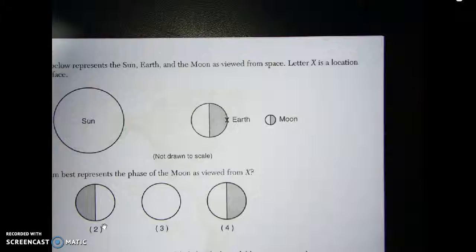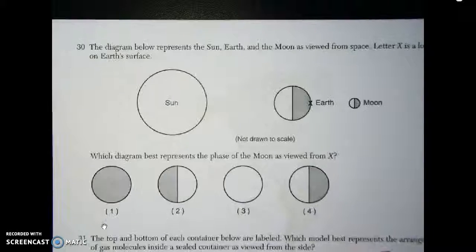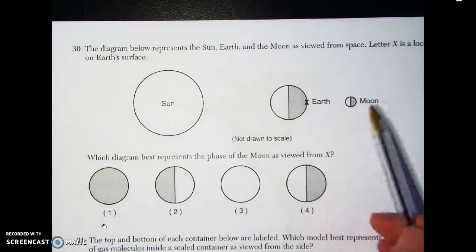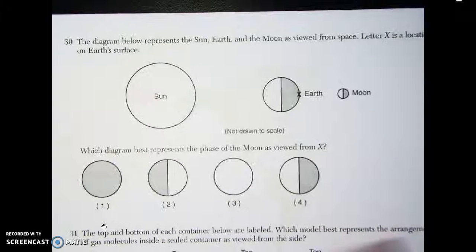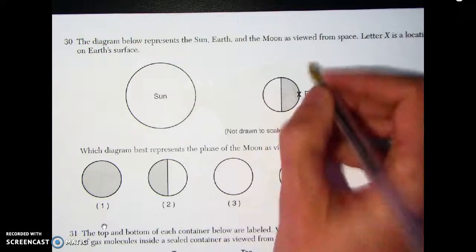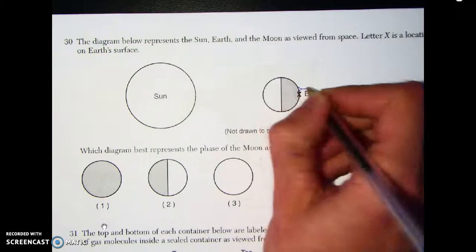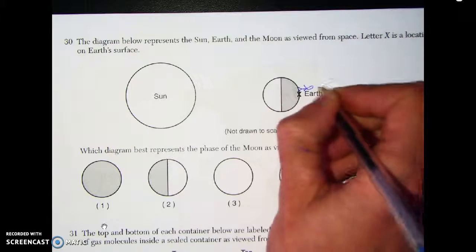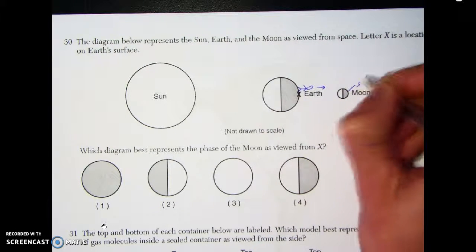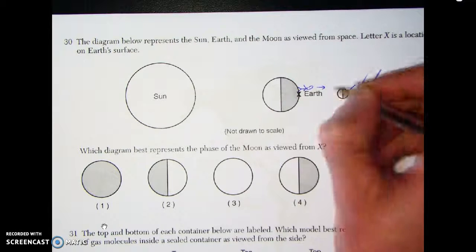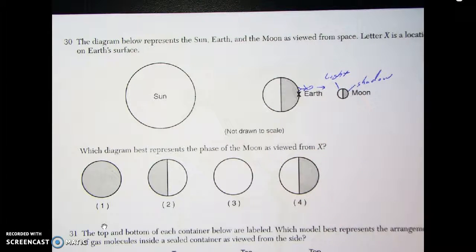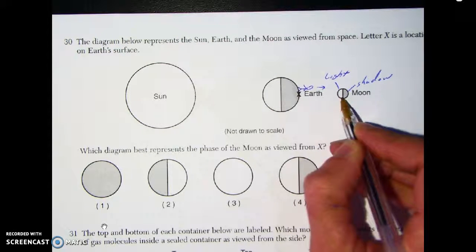Okay, let's see. Here's question 30. With question 30, we've got the sun, earth, and the moon. And it says, which diagram represents the phase of the moon as viewed from X? So that means that you're a person looking up at the night sky, and you look up at the moon and you see this. Half the moon is in shadow, half the moon is lit. You're looking up at the lit portion of the moon.